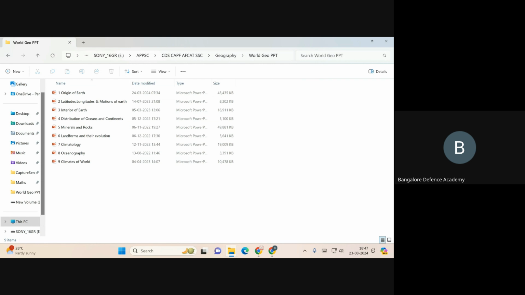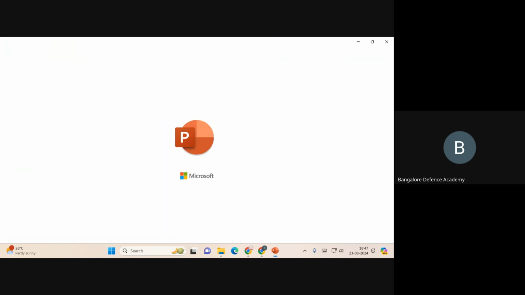Okay, so yesterday we finished up to the distribution of oceans and continents. Today we are dealing with minerals and rocks.